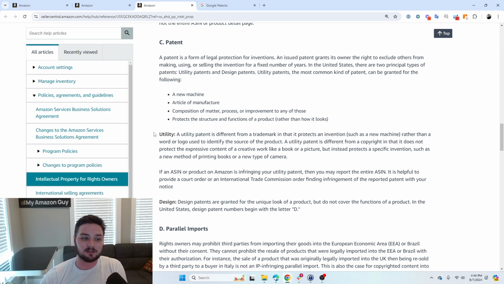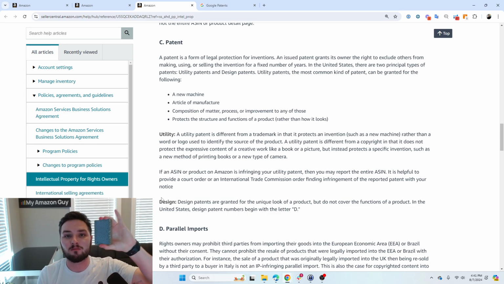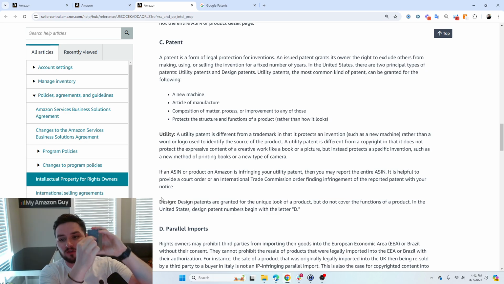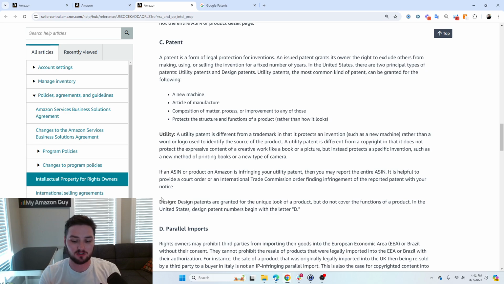Now, utility patents, again, essentially say this is how the product actually works, whereas design patents are granted for the look of a certain type of product. So if you have, for instance, a deck of cards that has a patent, the background for the deck of cards would be a design type patent, whereas how the cards actually, let's say, shuffle would be a utility patent.